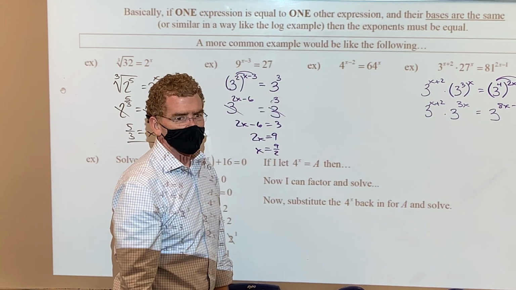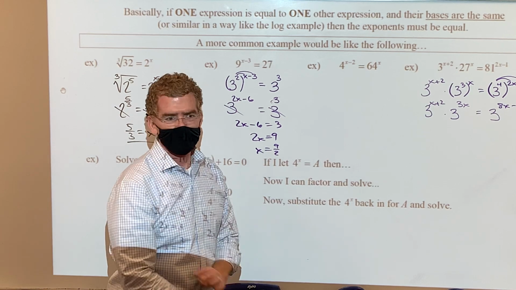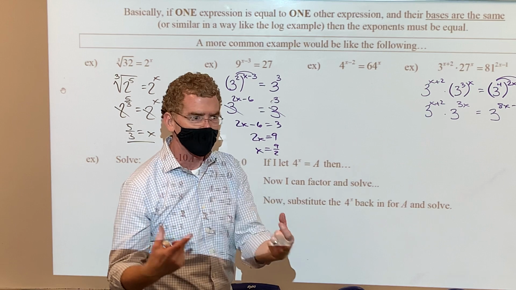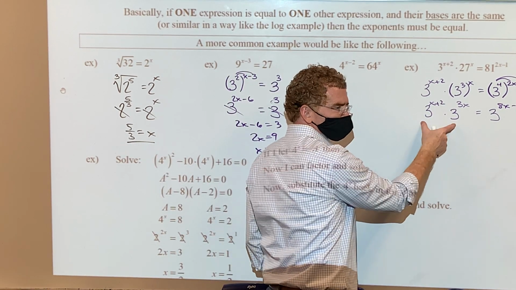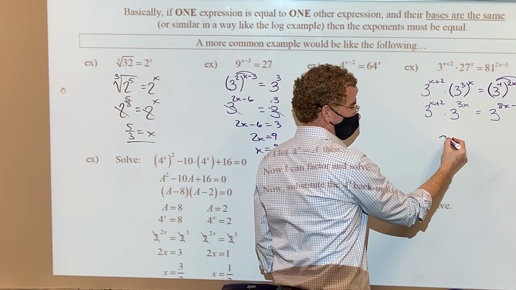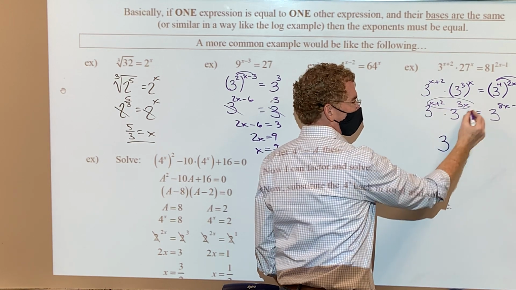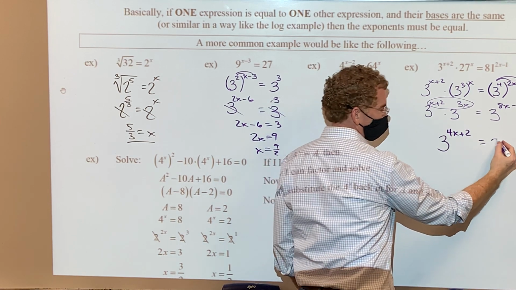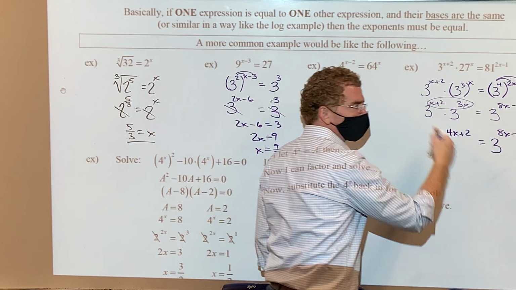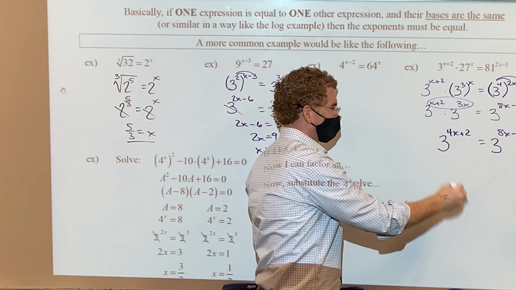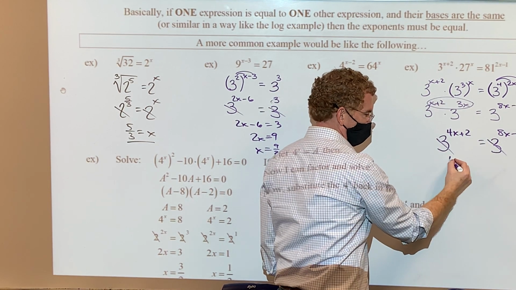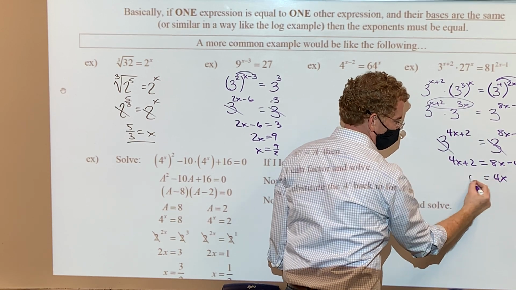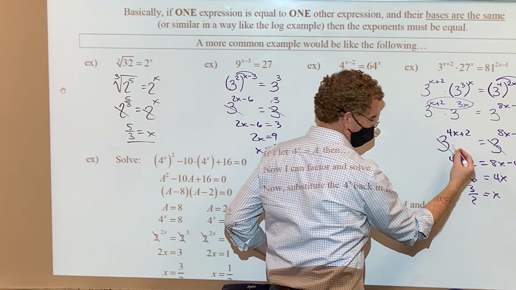Now, can I cancel the 3's now? No, because I don't have 1 to 1. I have 2 to 1. But do you have a rule on multiplying like bases? What is it? Keep the base, add the exponents. X plus 2 plus 3. So 4x plus 2. Now, can I cancel these? Yes. I have a rule now, 1 to 1 principle. So that tells me 4x plus 2 is 8x minus 4. 4x equals 6, x is 3/2. And that's simplifying and whatever.